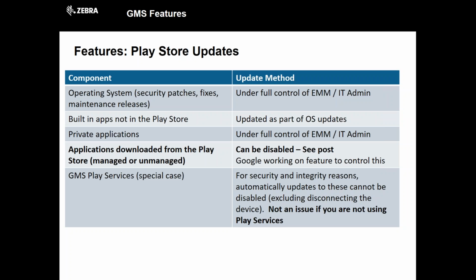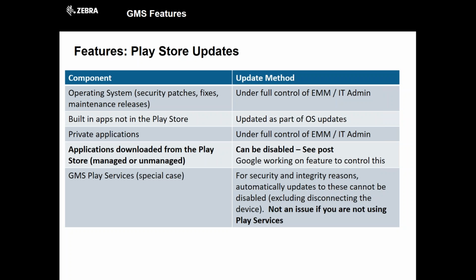Unlike in the consumer sphere, when you get updates pushed to you on your smartphone when the carrier feels like it. Apps, built-in apps not in the Play Store, so things like DataWedge and StageNow, these are updated as part of the core operating system. Private applications, again, under your full control. If they're not in the Play Store, then you choose when to update those. But applications which are downloaded via the Play Store, you can disable them being updated. Of course, you can enable them as well, so you always have the latest version.